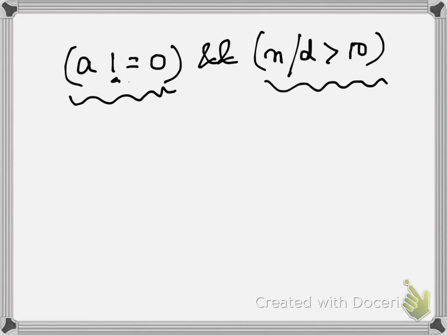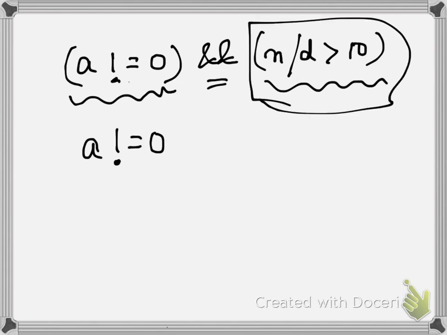Since I'm using this short circuit and, it will only evaluate the second expression if it finds that A is not equal to 0 is true. If it finds that this is false, then it will not go and evaluate this. If it finds that the first expression is true, then it will evaluate N/D. So these two are the short circuit operators.